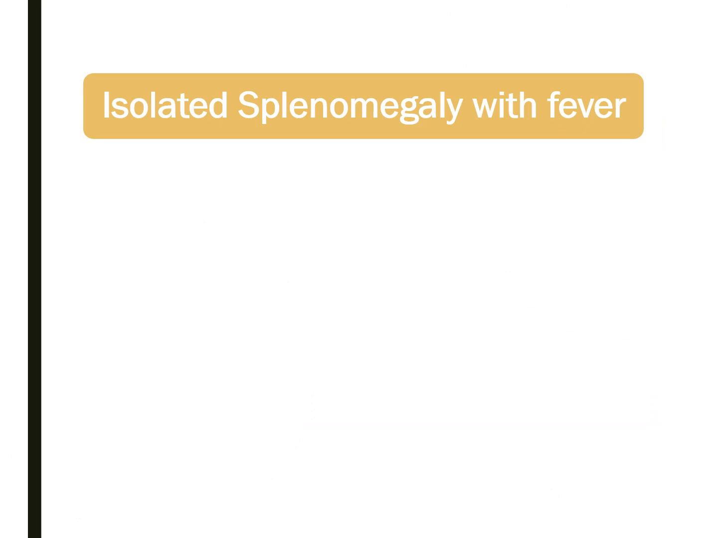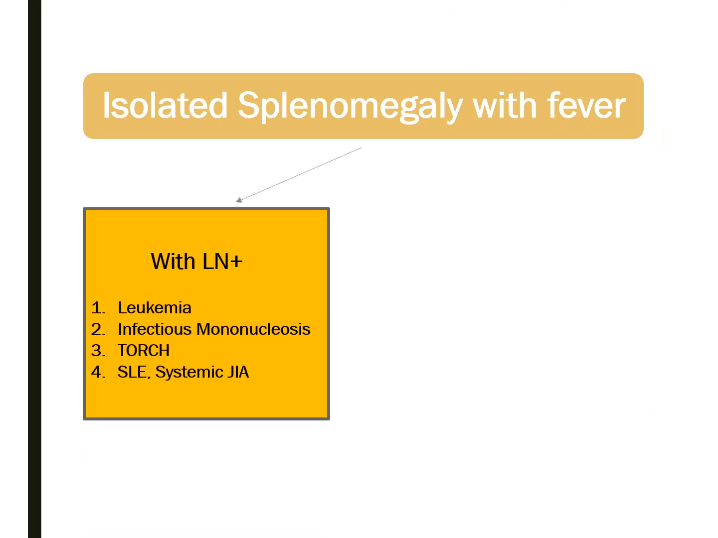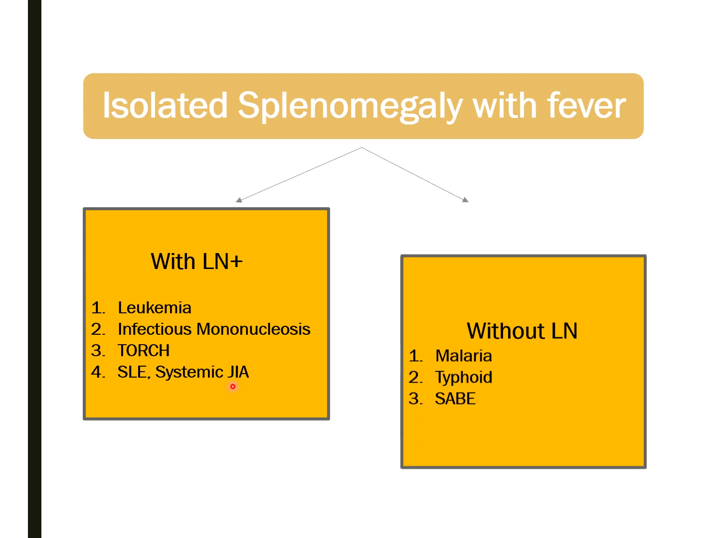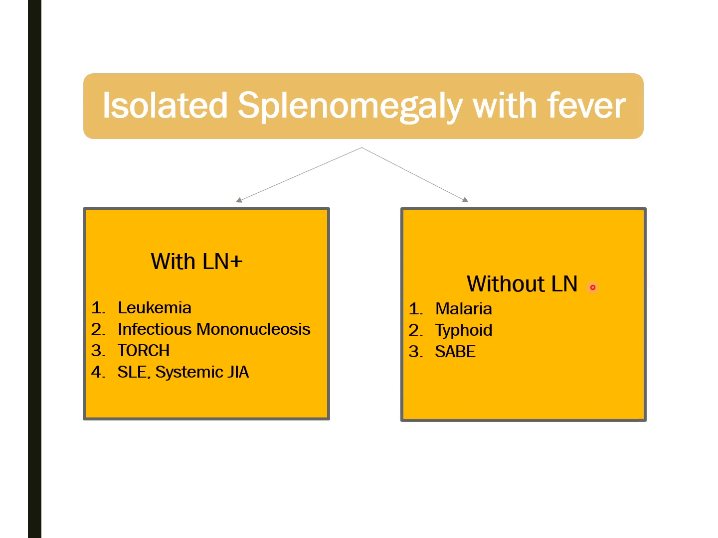Whenever there is isolated splenomegaly with fever, if it is associated with lymph node enlargement, then think about leukemia, infectious mononucleosis, TORCH group of infections, and SLE and systemic JIA. If it is without lymph node enlargement, then think about malaria, typhoid, and subacute bacterial endocarditis.